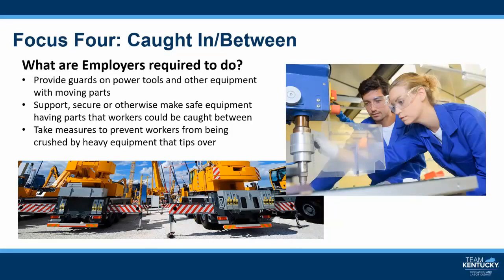Points of operation are where the work is performed on the materials. These must also be guarded. Power saws are a primary type of equipment that requires a point of operation guard. In-running nip points, such as where the sanding belt runs onto a pulley in a belt sanding machine, must also be guarded.